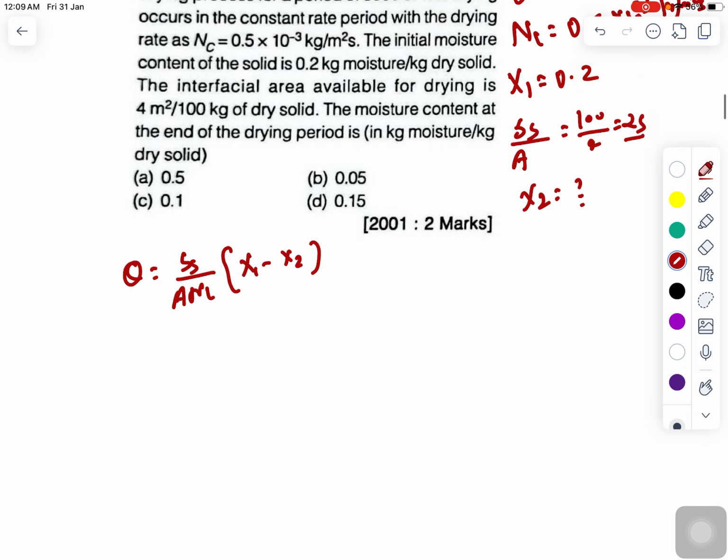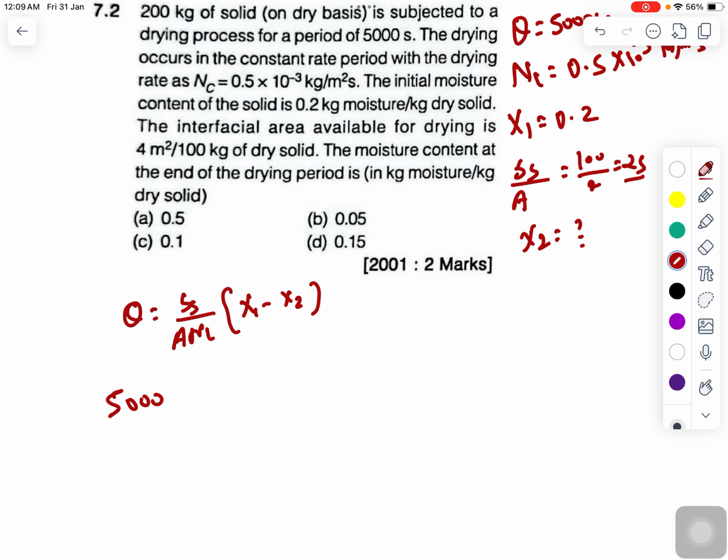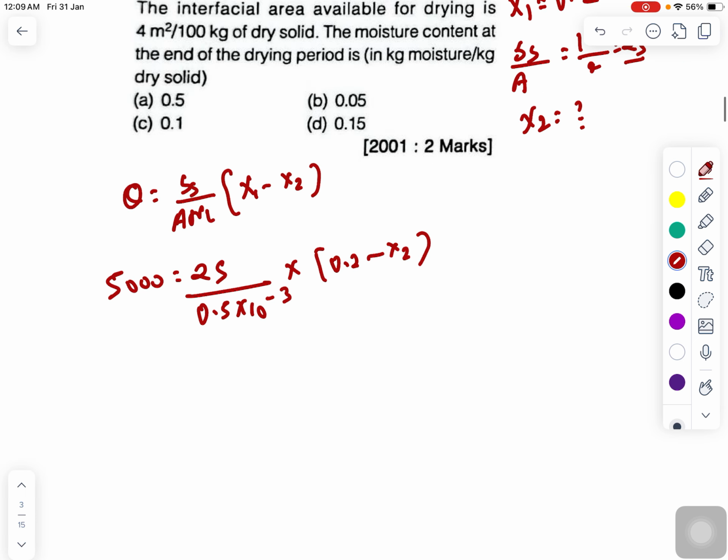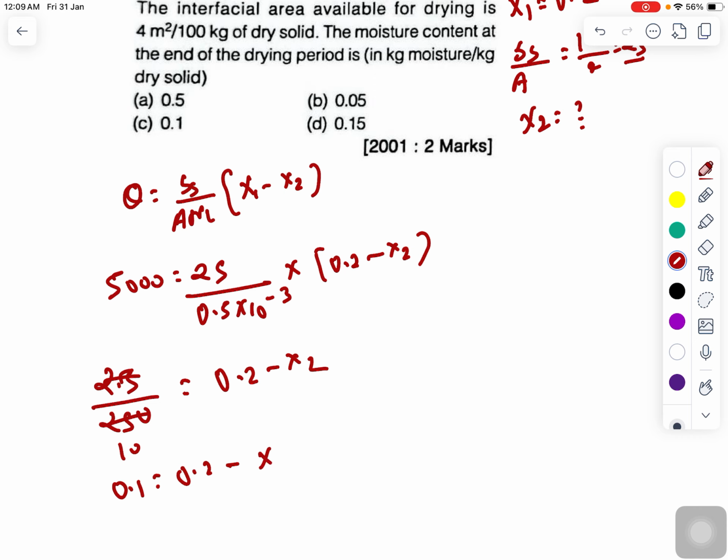So theta is given to you, that is your 5000, right? SS by ANC is your 25 divided by ANC is 0.5 multiplied with 10 to the power minus 3 multiplied with x1 is 0.2 minus x2. So you are supposed to calculate the value of x2 here. Let's try to calculate this. Here you can say that 2.5 divided by 25, that is equal to 0.2 minus x2. So 0.1 equals 0.2 minus x2. So the value of x2 will be equal to 0.1. Is that clear? So from here your option C will be correct.